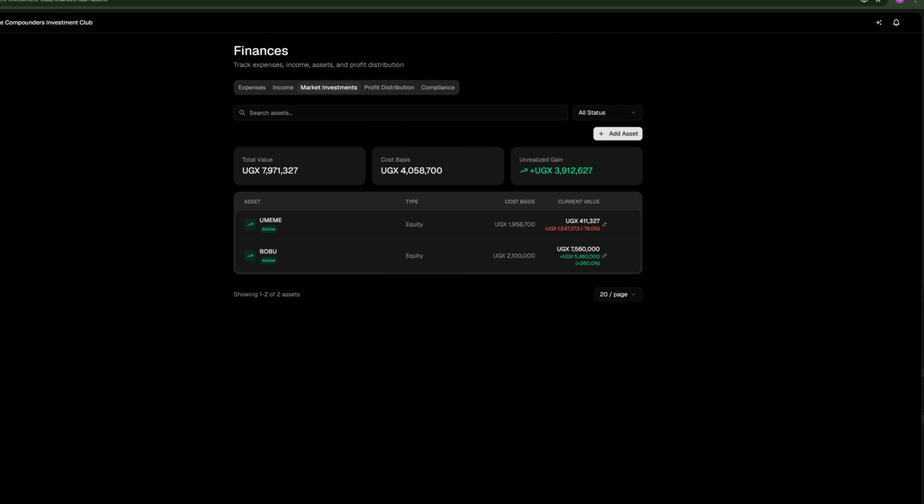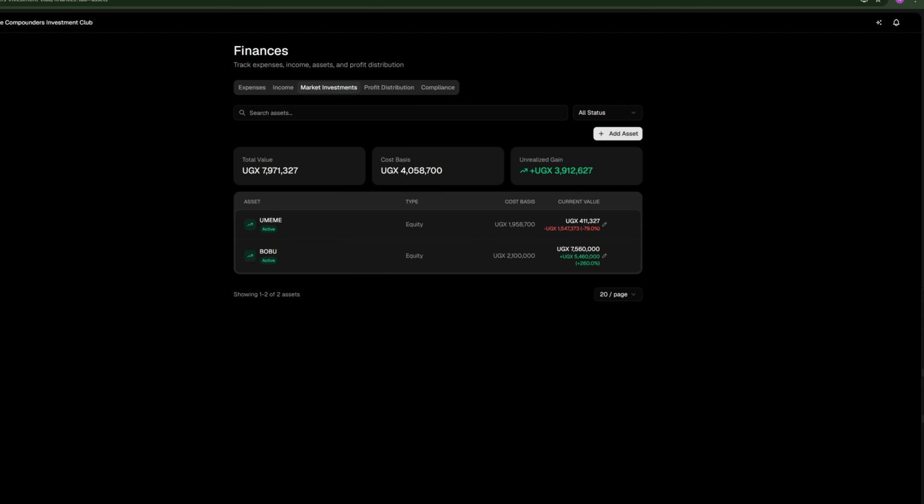An unrealized gain means the investment is worth more than what was paid. If the club sold today, it would receive more than it originally invested. An unrealized loss, on the other hand, means the investment is currently worth less than what was paid. The club has not actually lost that money yet because it has not sold, but the position is in the red.